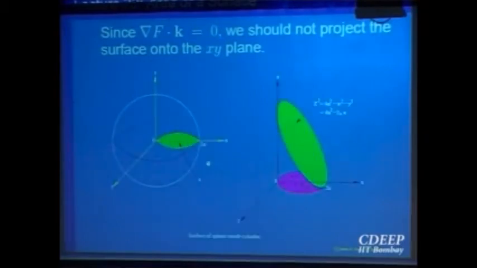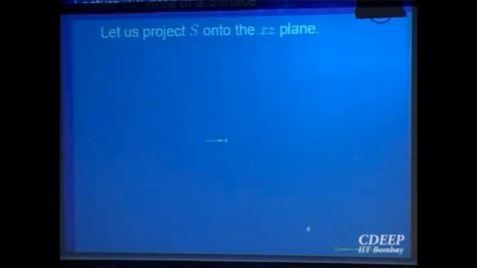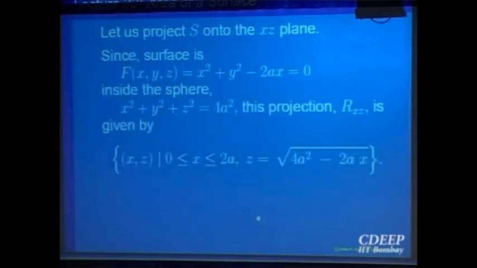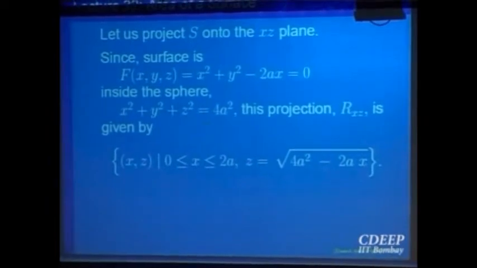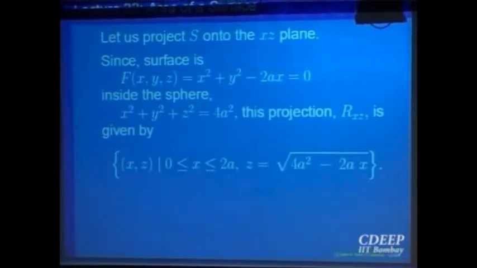So this is the sphere and that is the base of the cylinder. So this is going to go up like this, right? So this is the projection onto the, okay. So let us project it onto the xz plane. Instead of xy, let us project it onto the xz plane. So what is the surface? That is x square plus y square minus 2ax is equal to 0 inside this. So I want to know the projection onto the xz plane. So how will you find the projection onto the xz plane? From these two, you have to eliminate the variable y, right? Only in terms of x and z, you have to get the equation.